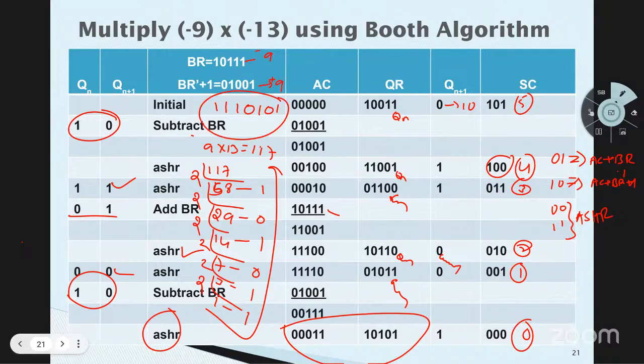Now we can compare this with 1 0 1 0 1. Both are same or different? So that is the Booth multiplier. So if the operands are negative, then you can use this Booth multiplication algorithm. Okay.